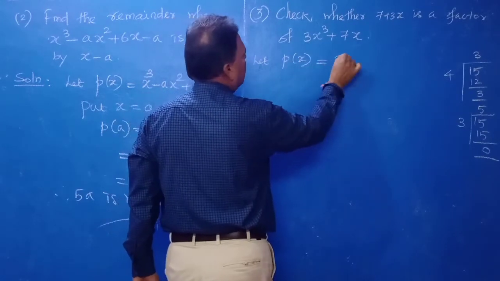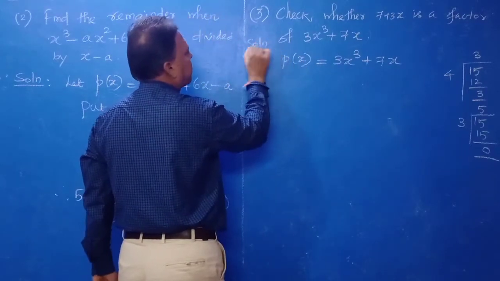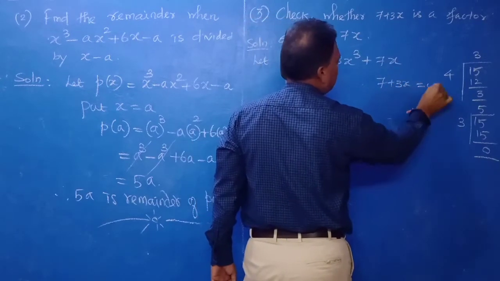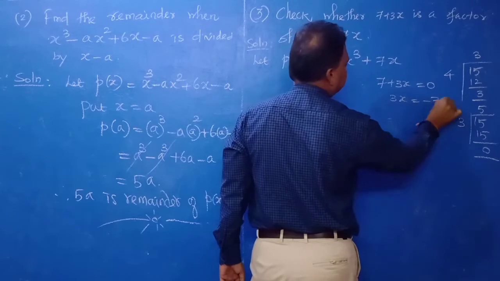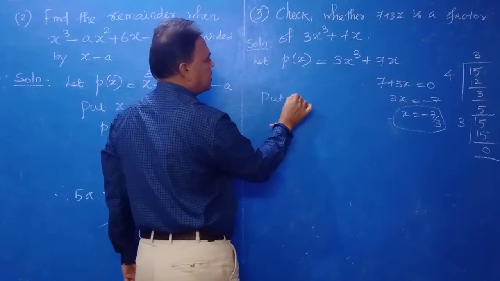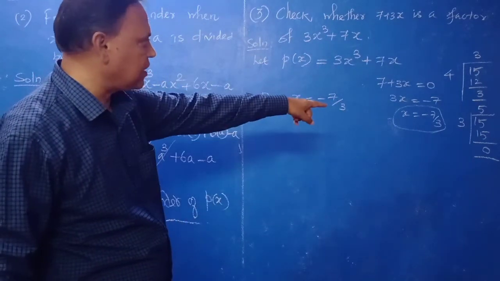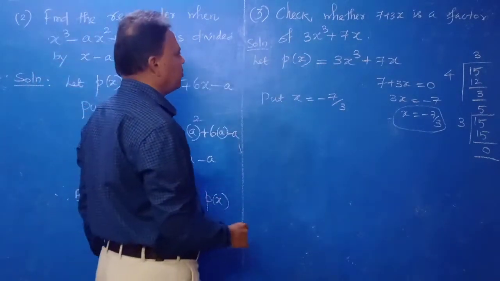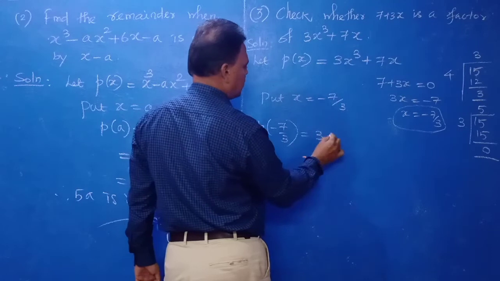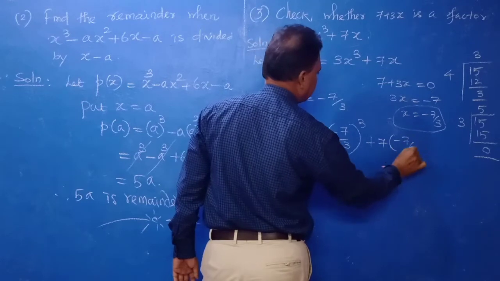Let p of x equal 3x cube plus 7x. Now take 7 plus 3x equal to 0. So 3x is equal to minus 7, so x is equal to minus 7 by 3. You have to replace x with minus 7 by 3. That means p of minus 7 by 3 is equal to 3 into minus 7 by 3 the whole cube plus 7 into minus 7 by 3.